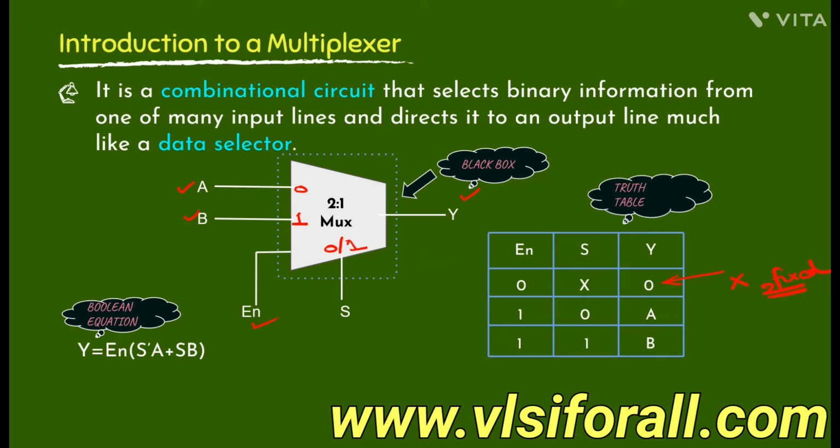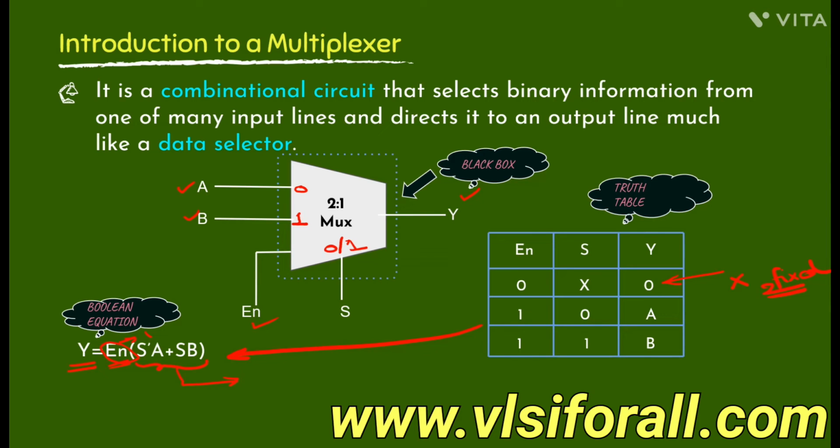So for a Boolean equation which can be derived from the truth table, here we can see that Y, which is the output, can get the value enable being 1. This means that only when enable is 1 shall this functionality of the circuit work. Now this functionality, as you can see from the truth table, says that if S bar is there, then A will be the output, or if S is there, then B shall be the output.